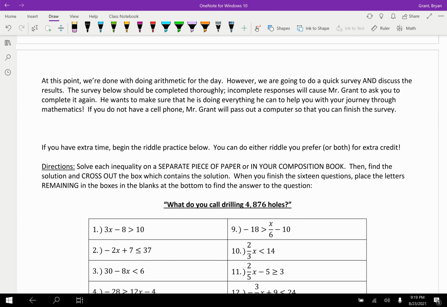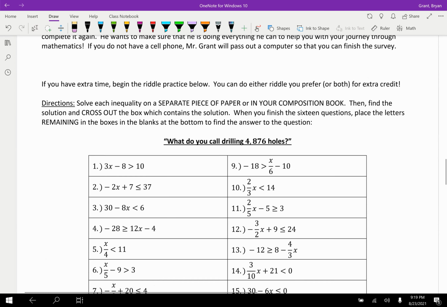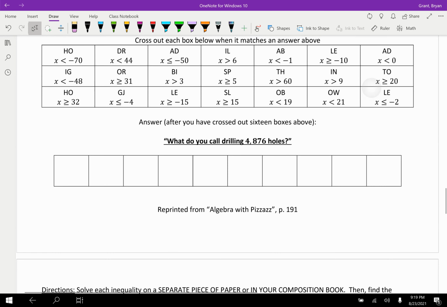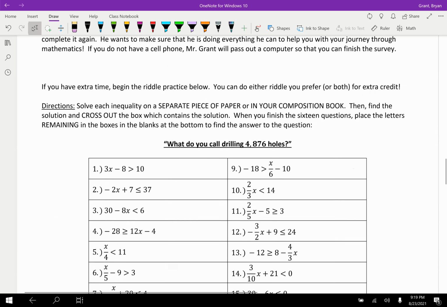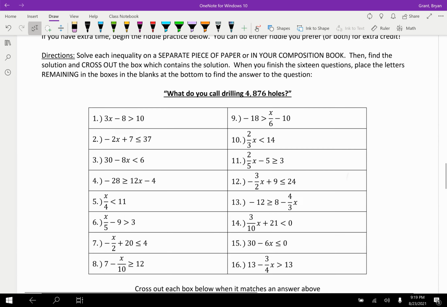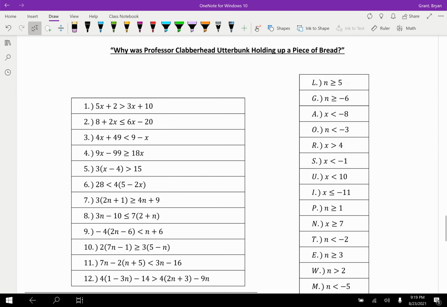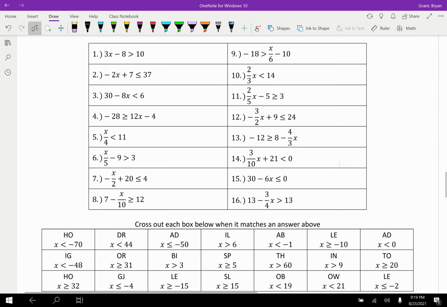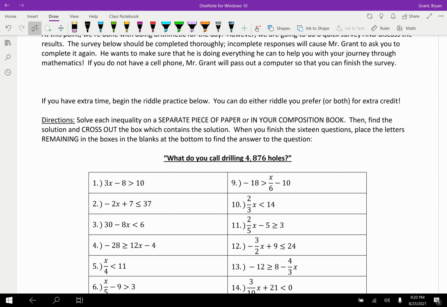Now, if you do have extra time, if you finish off the survey, I do have 2 extra credit riddles on here. Both of these are from Pizzazz Algebra, Algebra with Pizzazz. I retyped them, though, because it makes me happy. So you have 2 riddles, one on this page and one on the next page, and it's totally up to you which one you'd like to do once you finish the survey. If you want to do one or both for extra credit, not a bad thing at all. Please just use a separate piece of paper.